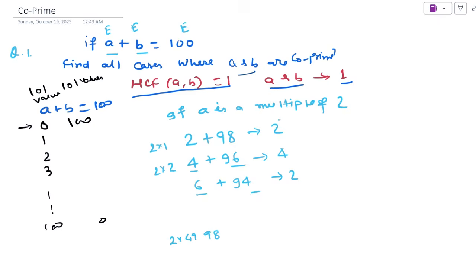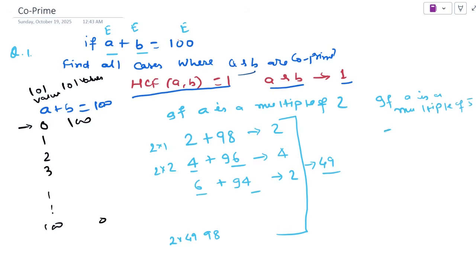So 49 such cases will be there where a will be a multiple of 2, and similarly b will also become a multiple of 2, and then our condition that a and b are coprime will be violated. So 49 cases need to be excluded from 101 cases. Just remember that.